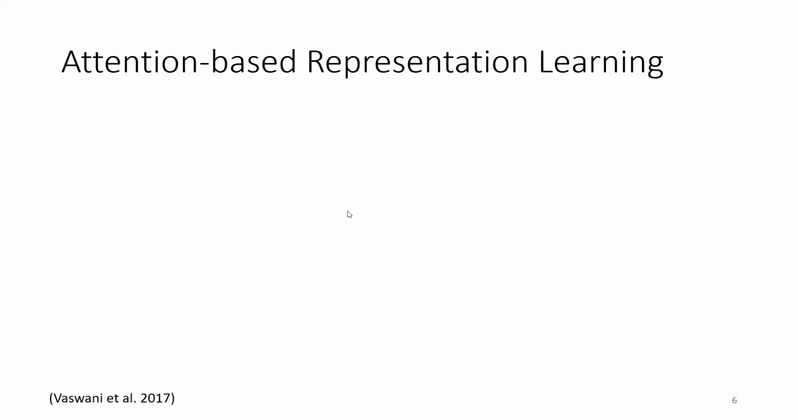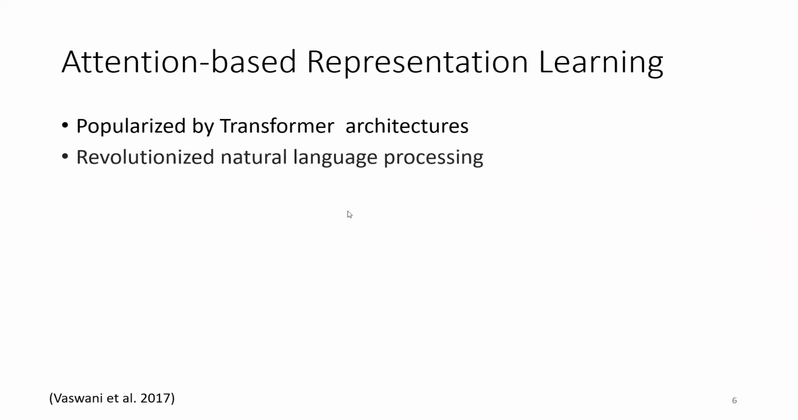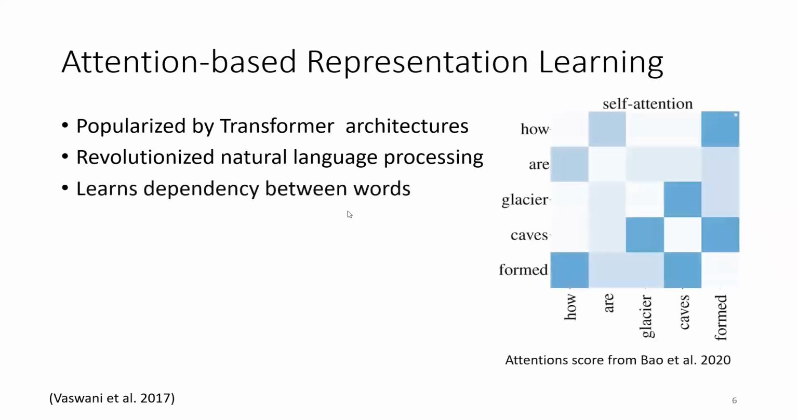So attention is not a new concept. It was popularized by the transformer architecture by Vaswani et al. and revolutionized the natural language processing field. What is attention? It is basically a mechanism that learns dependency between words. Consider a sentence: how are glacier caves formed? The heat map shows attention scores between each word. Deeper shades of blue means more attention score.